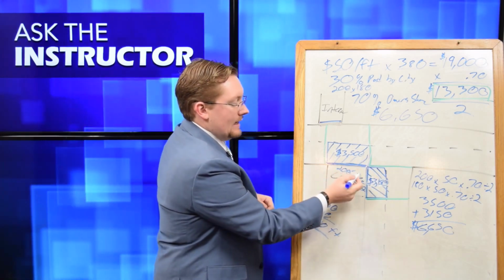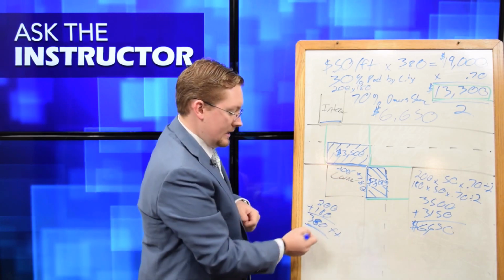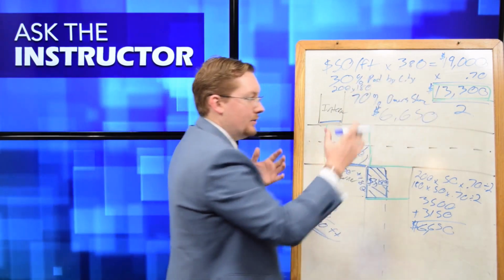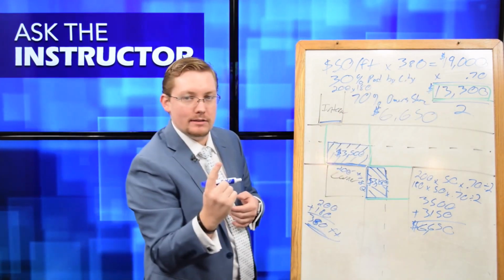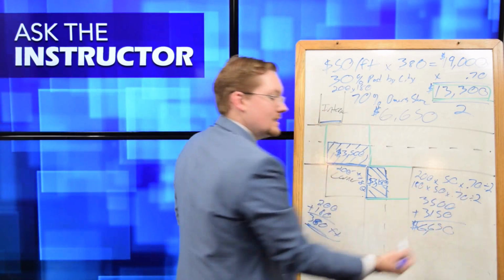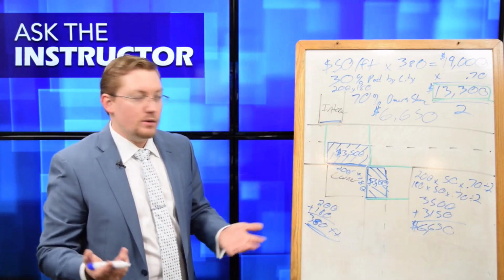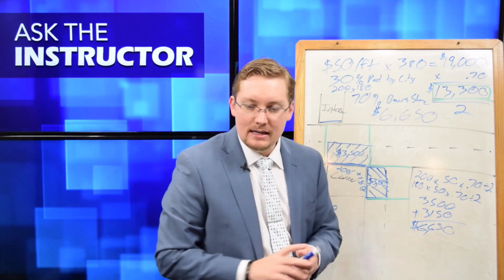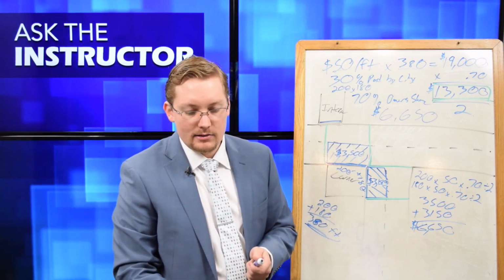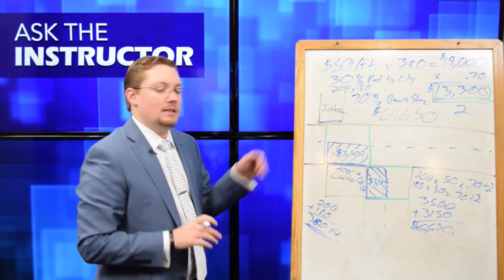So we could either add it at the beginning, add the 200 plus the 180 and come up with 380, and then we just do this whole long string of math once, or you could do the long string of math twice and just do the adding in the end. Either way, you're going to get the same answer of $6,650. So that's a special assessment on a corner lot.